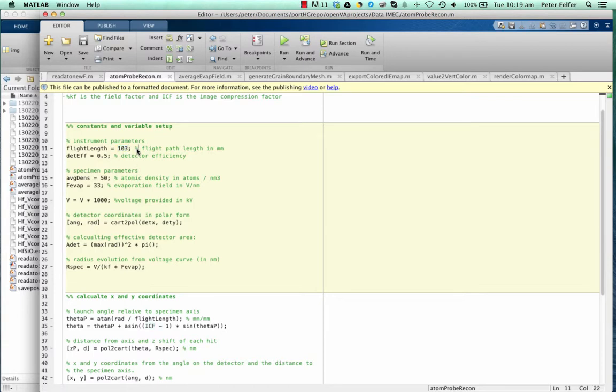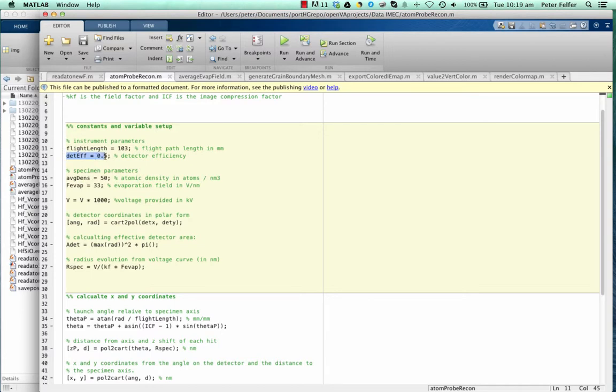Which brings me to the next very important thing, which is stay consistent with your units. Always check your units, because your flight path length might be in millimeters, your detector coordinates might be in centimeters, and especially in the data that I got, there was a combination of all sorts of units in there, and I sort of had to figure out which one's which. Anyway, I'll figure it out. Just make sure that there is unit consistency in your reconstruction.